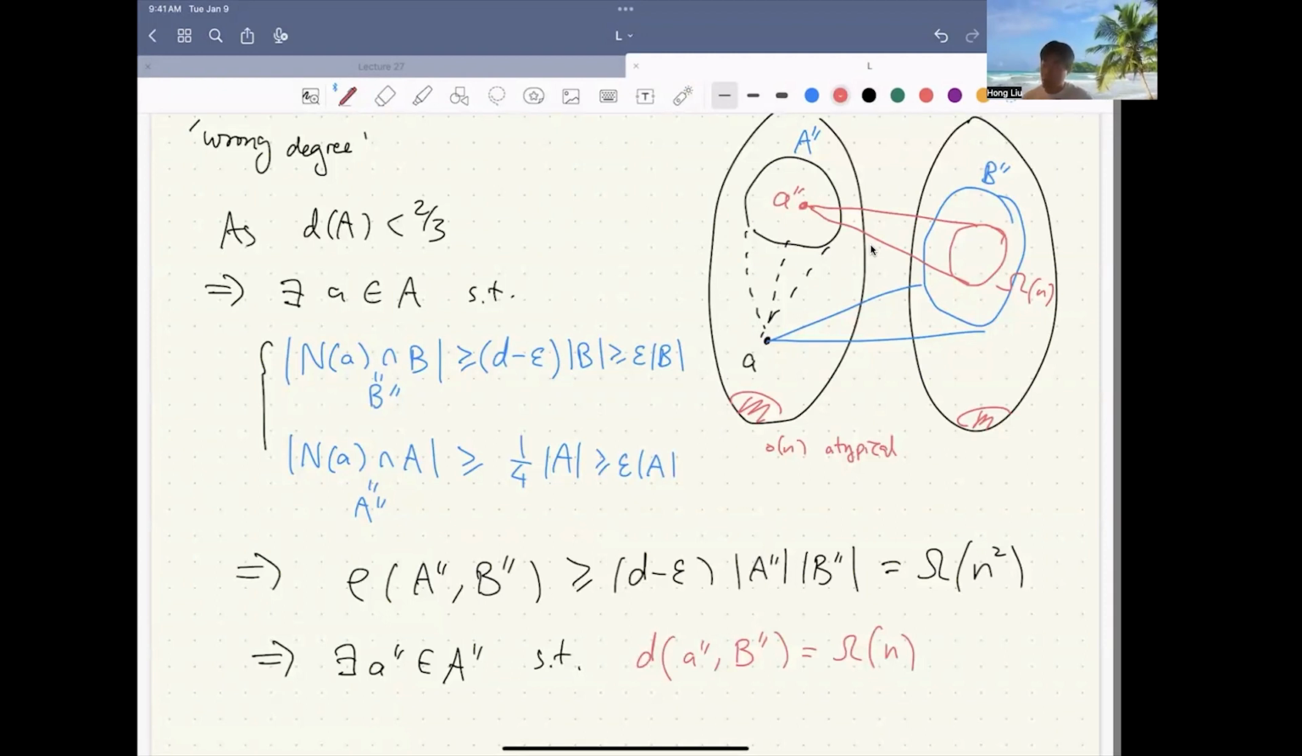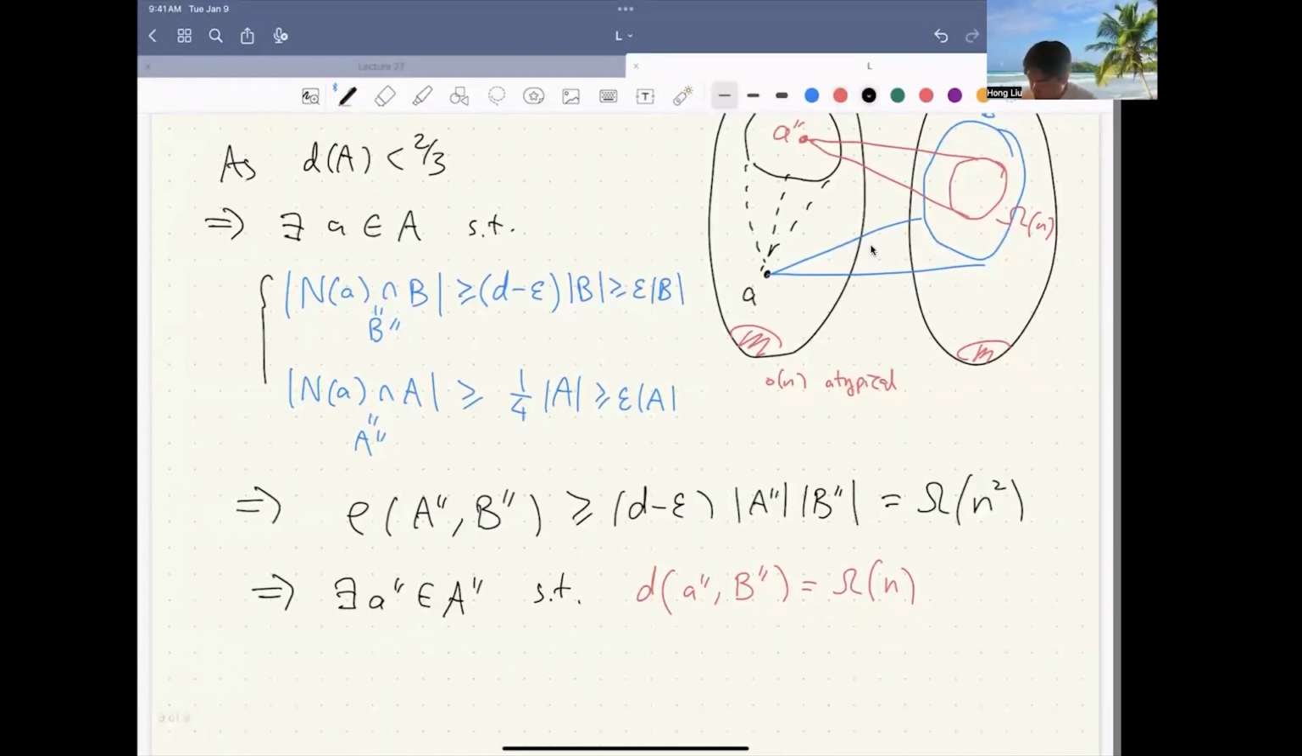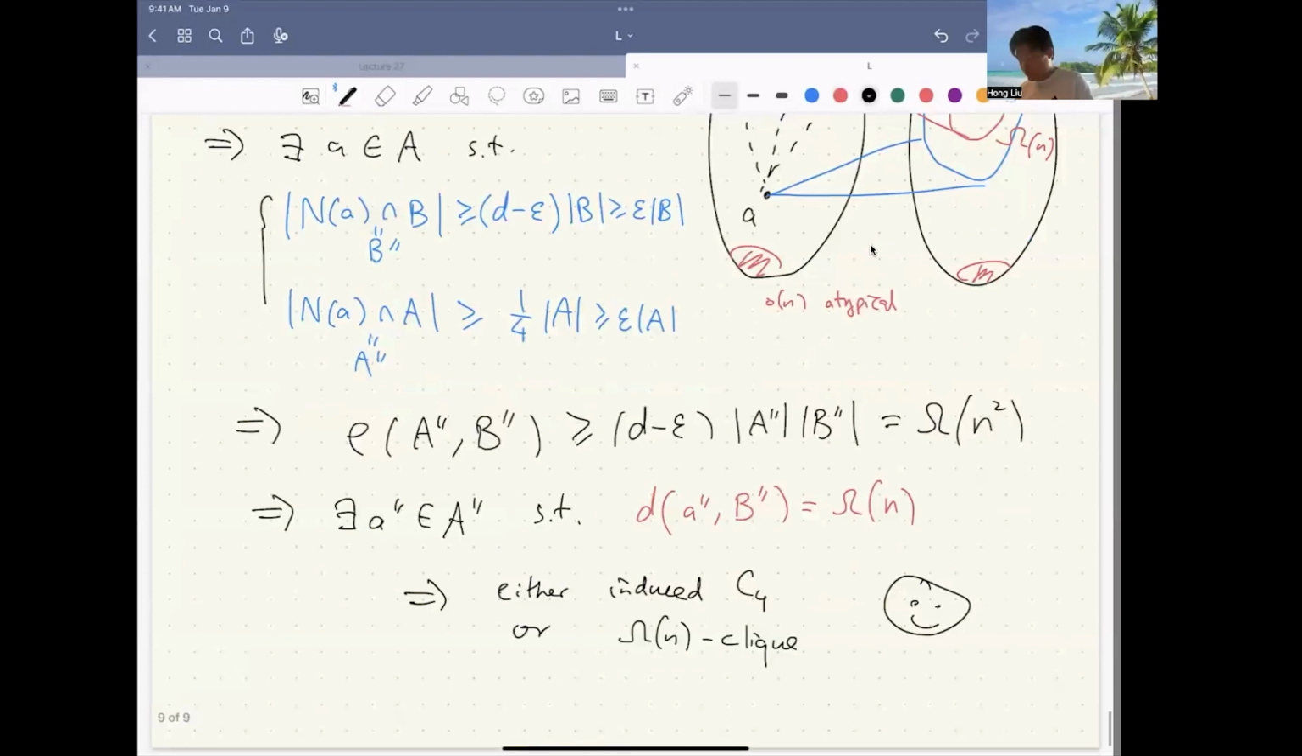Now we are done, because this part is the common neighborhood of a double prime and a. Either this is a clique, so we have a large clique, or it's not a clique, and a non-adjacent pair in here forms an induced C4. Then we get either an induced C4 or a linear size clique. We are done. That concludes the last application I want to mention.